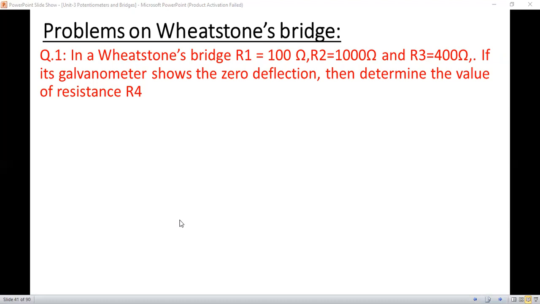All of you have written the given data. Here, what you have to do, you write R1 is given, R2 is given, R3 is given. You apply the formula and find out that one. Directly you apply the formula and calculate R4. 4000. Any other answers?